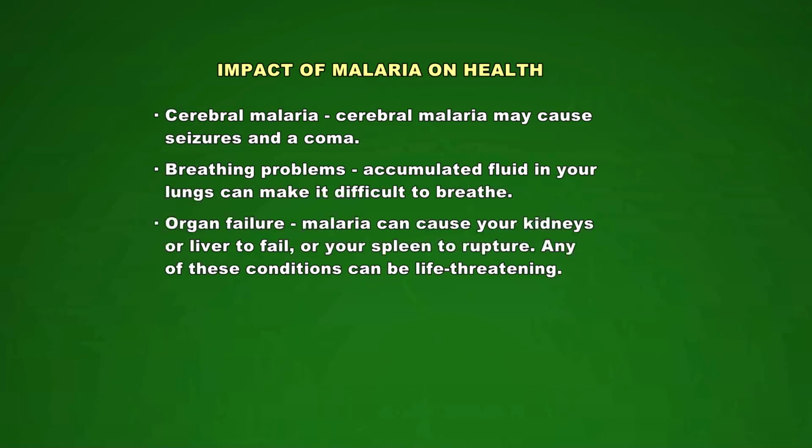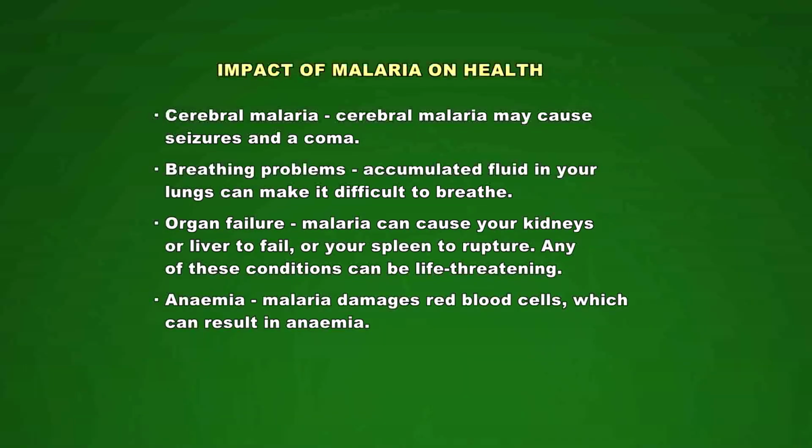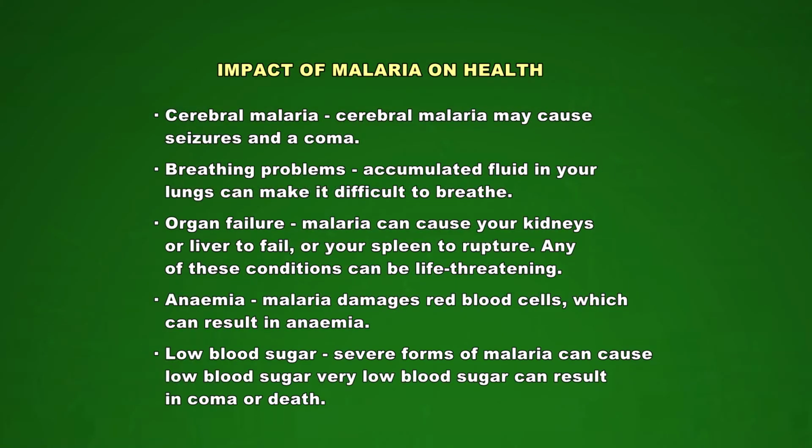Organ failure. Malaria can cause your kidneys or liver to fail or your spleen to rupture. Any of these conditions can be life-threatening. Anemia. Malaria damages red blood cells, which can result in anemia. Low blood sugar. Severe forms of malaria can cause low blood sugar. Very low blood sugar can result in coma or death.